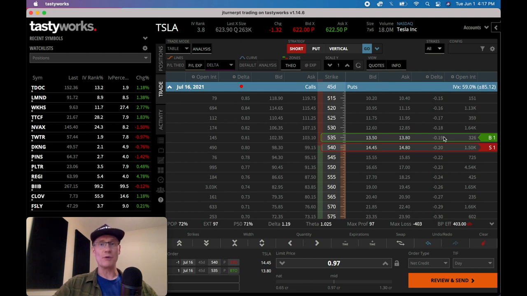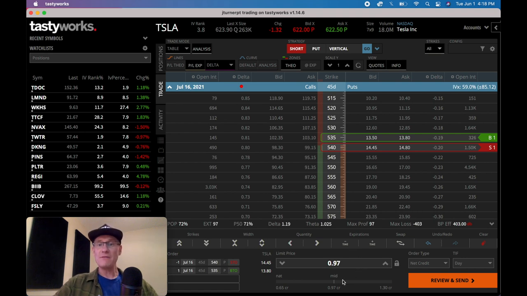So with a put spread or a put vertical, you're selling one and you're buying another. So we're going to sell the 540 put and we're going to buy the 535 put. And what this does for you is it gives you a net credit because the 540 is closer to the money and you're selling it and you're buying a slightly cheaper put further out of the money, that's going to ultimately leave you with a net credit of 97 cents.